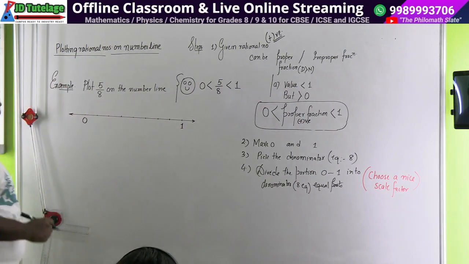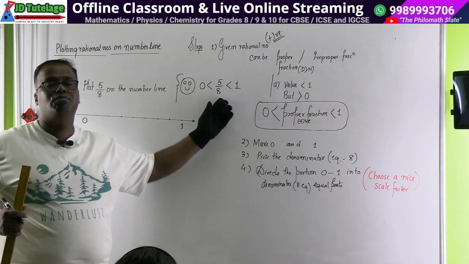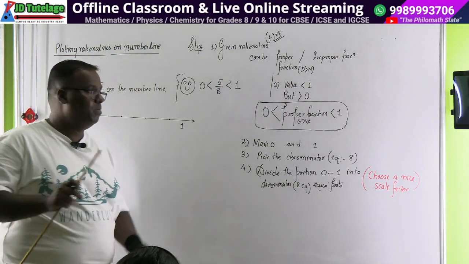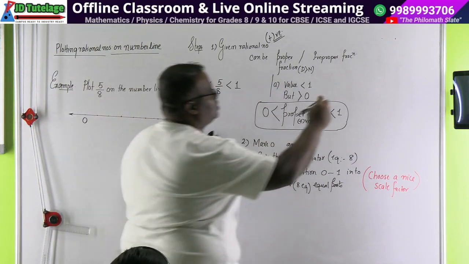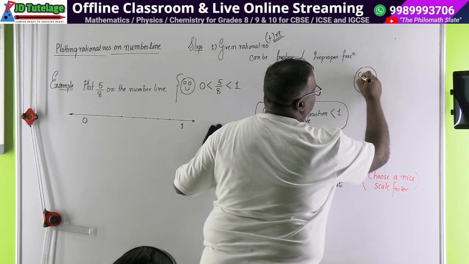Okay. Now what we have to plot? 5 by 8. अब मन में दूसरा चीज सोचना है. क्या सोचेंगे? ऐसा देखो. अब दूसरा चीज सोचना है.